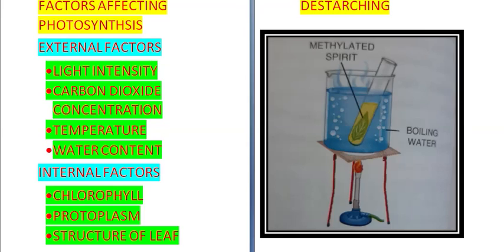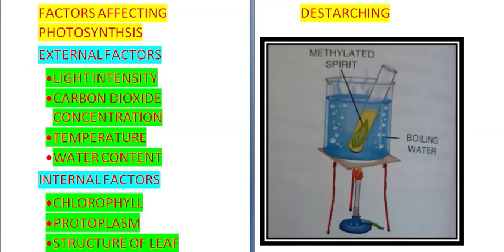Now let us study some experiments on photosynthesis. Through some experiments we will study the process of photosynthesis. For any experiment to be conducted on photosynthesis, first and foremost the work that should be done is to de-starch the plant. De-starch means, de means remove. So removal of starch from the plant.